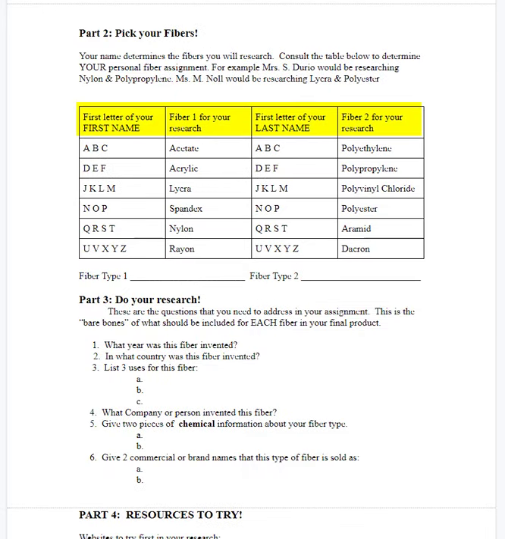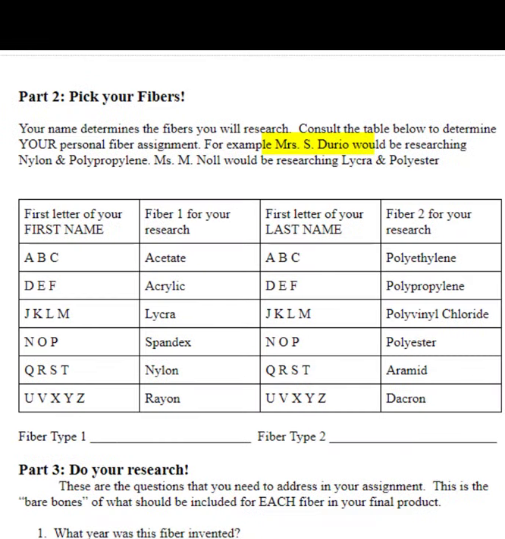All right, the second part is you pick your fiber. So your name is actually going to determine the fiber you will research. So I've included a table below to determine your personal fiber assignment. For example, Mrs. S. Durio, first initial S and second initial D, would be researching nylon because her first name starts with S, and polypropylene because her last name starts with D. Because your first name is your first fiber and your last name is your second fiber.